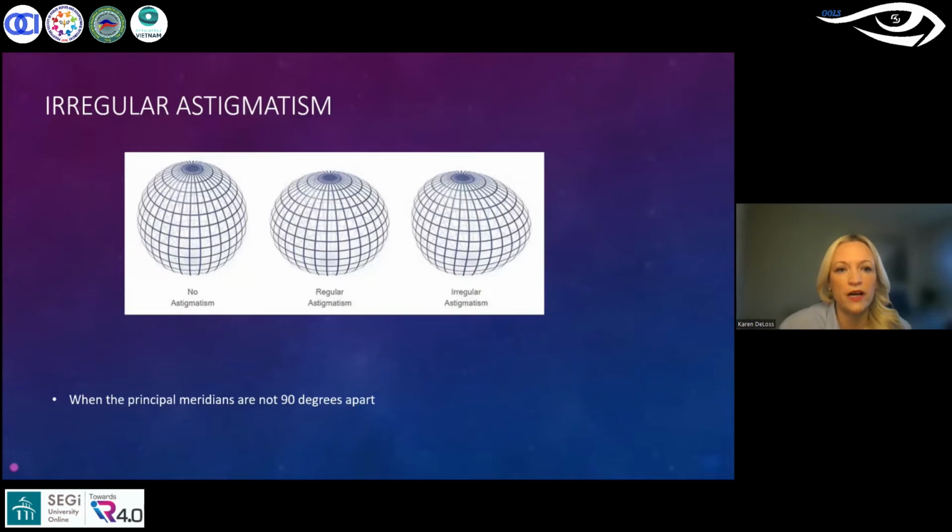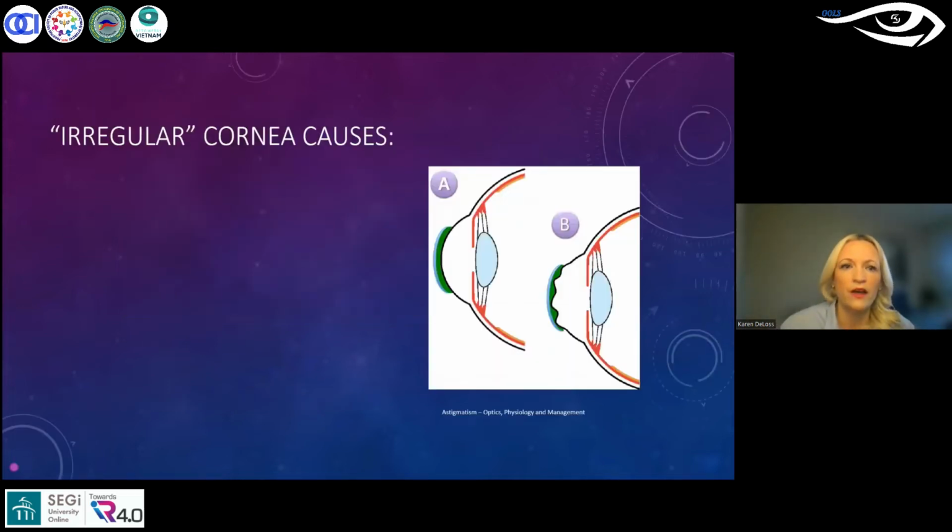So we just want to go over, I don't think this gets touched on enough, irregular astigmatism. The picture on the left is a normal cornea. I call it baseball shape here in the US because we have baseball, but throughout the world, you can definitely come up with some type of comparison. Regular astigmatism is when the eye becomes a little bit more elliptical. And irregular astigmatism is when the principal meridians are not 90 degrees apart. A regular cornea, this is a schematic on the right here.